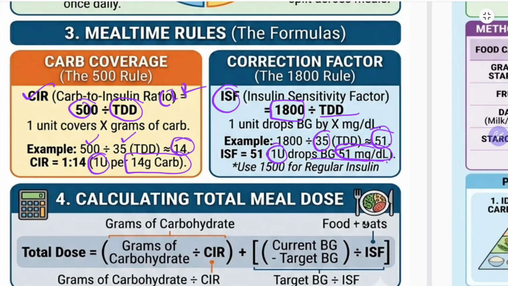Now for regular insulin, you will not use the 1800 rule, but you will use 1500. So for long acting insulin like basal insulin, you will use 1800, but for regular insulin you will use 1500.